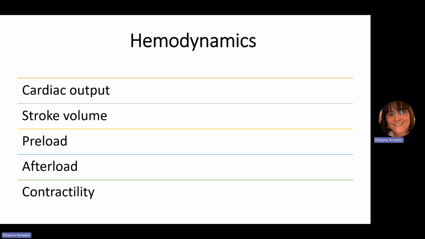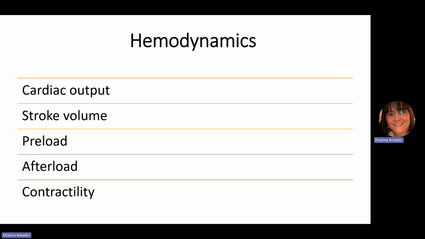Preload, I always said, think of volume, and preload is your end diastolic pressure or volume that stretches the right ventricle. This is a reflection of the patient's fluid status. A measurement of preload, as we keep talking, will be your CVP or your central venous pressure. So preload equals volume, and then you can put in parentheses CVP.